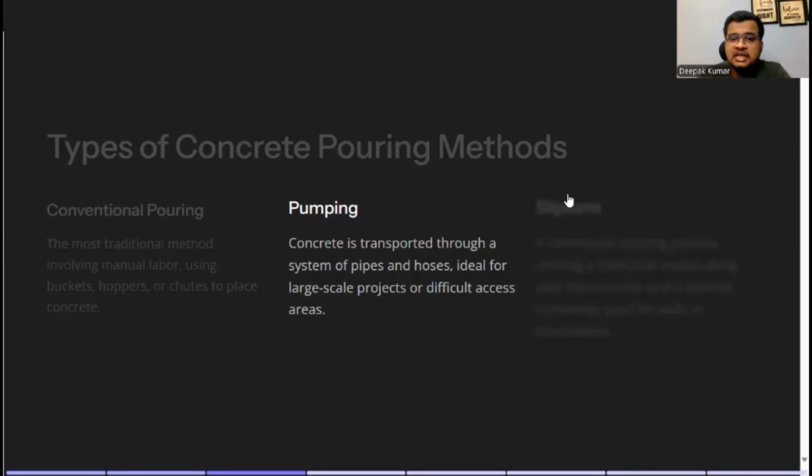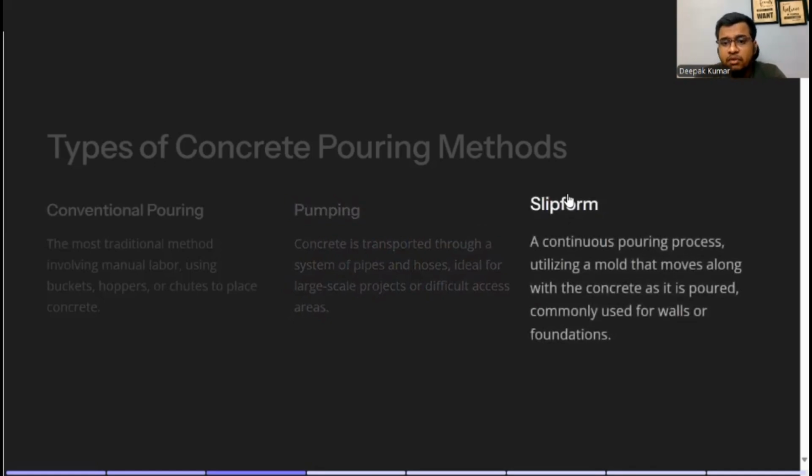Concrete transported through a system of pipes and hoses is ideal for large-scale projects or difficult-to-access areas. Now, slip form is a continuous pouring process utilizing a mold that moves along with the concrete as it is poured, commonly used for walls and foundations. These are the types of concrete pouring methods.